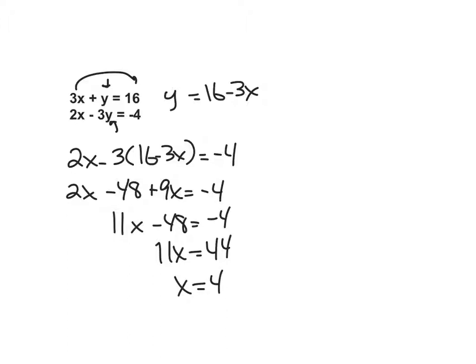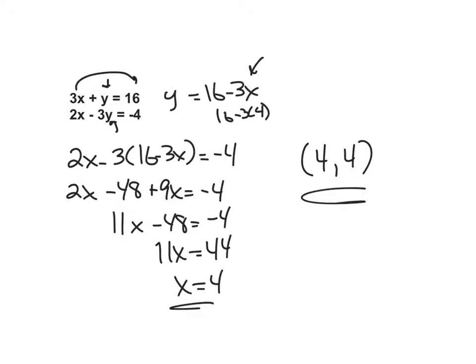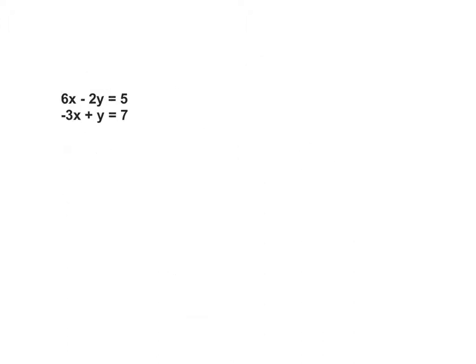Now that's halfway, well, more than halfway. Once I get the x, I'm going to plug it right back here where we started. If I plug the 4 in there, it gives 16 minus 3 times 4, which is 16 minus 12, which is 4. So on that one, you get 4 for the x, 4 for the y. And you can check that. Should be perfect.